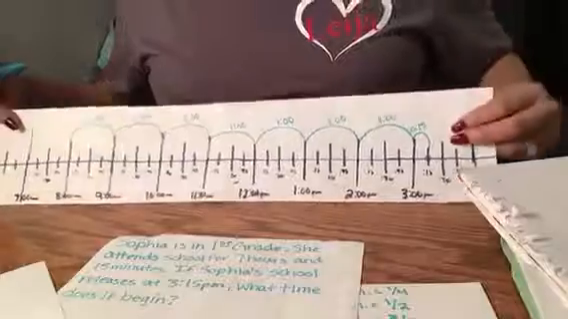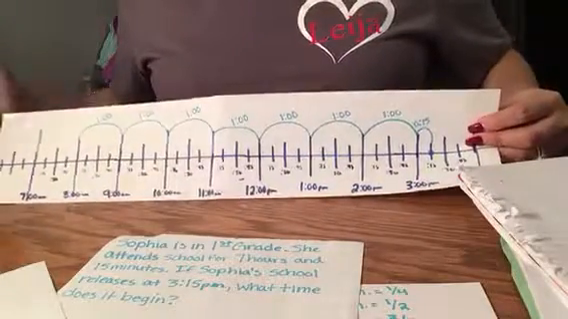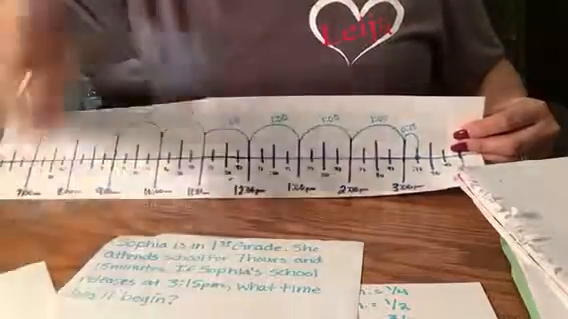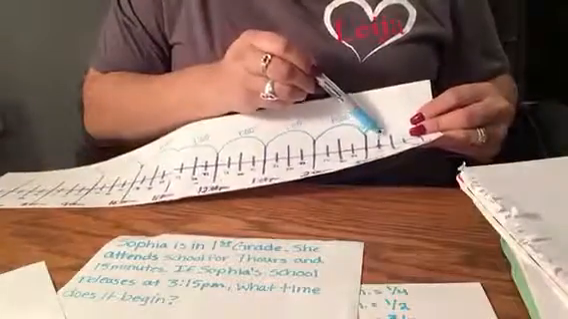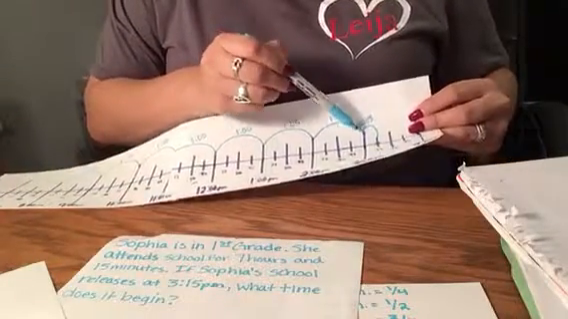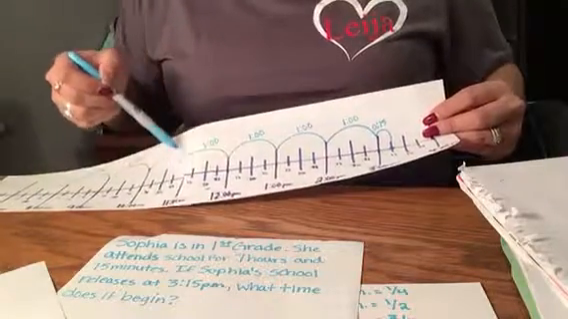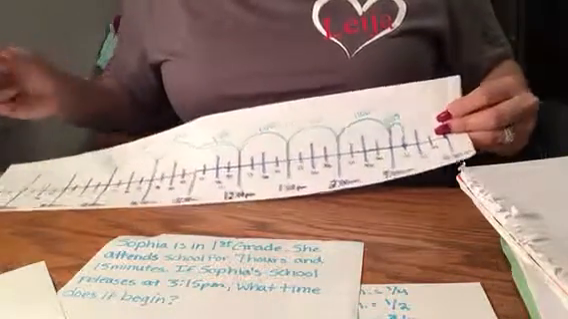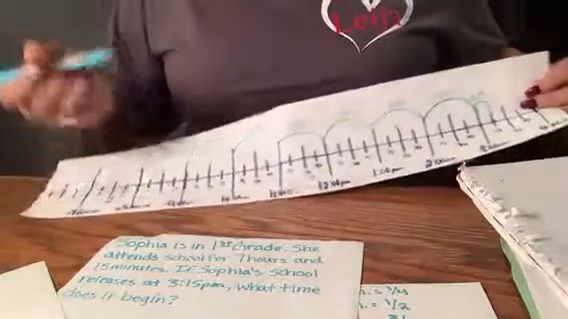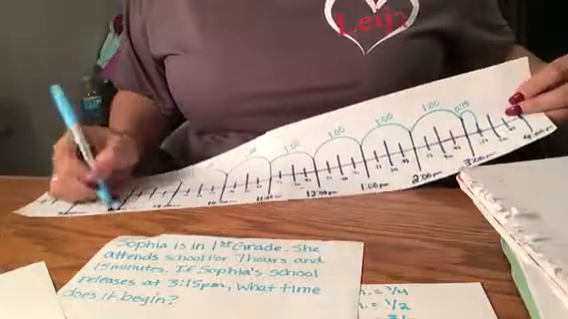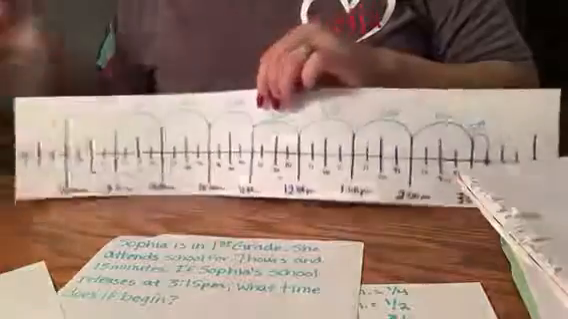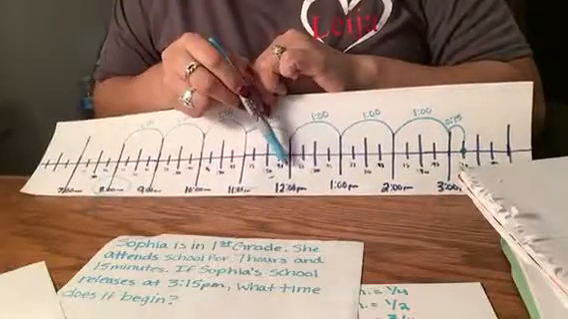Okay, so let's see what time school begins. So we've subtracted our 15. And now we go back 7 hours. 1, 2, 3, 4, 5, 6, 7. So that leaves us at 8 o'clock a.m. because we crossed the 12 o'clock point.